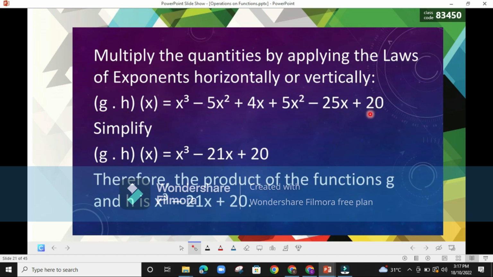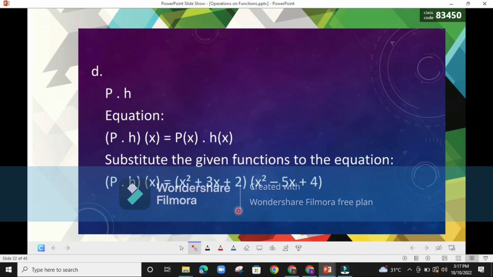Then combining like terms, we need to simplify. You have g times h of x is equal to copy x cubed. Then we have here negative 5x squared and 5x squared will be cancelled out. This is 0. And then 4x minus 25x, that is negative 21x, then just simply copy 20. Okay, therefore the product of the functions g and h is x cubed minus 21x plus 20. Okay, let's proceed to the last example.